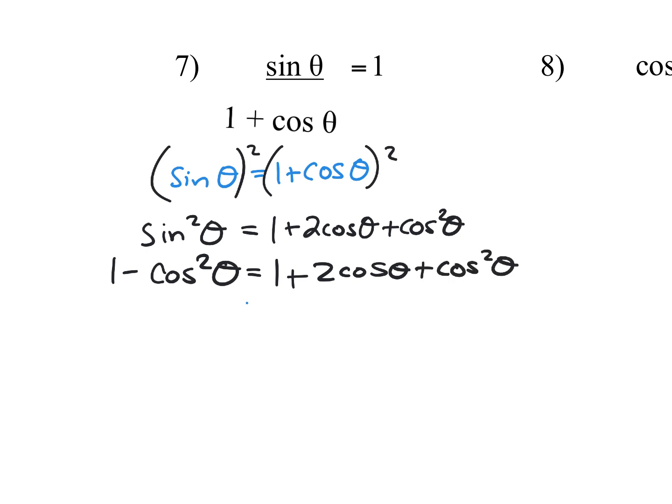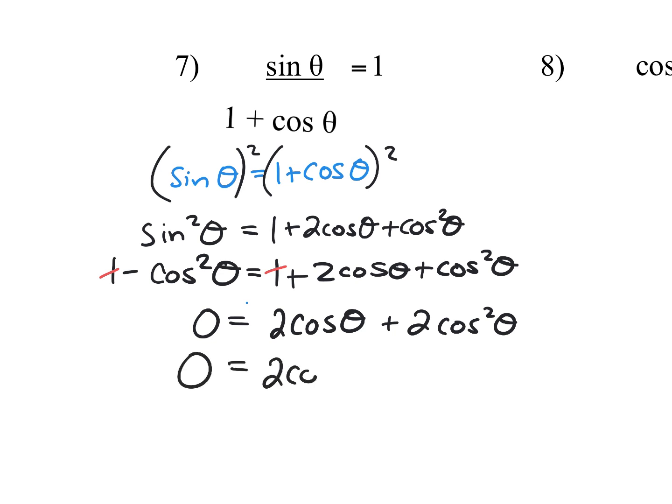And then from here, I want to group things, and I think I'll be able to solve this through factoring. So I'm going to set one side of my equation equal to 0. Oh, excuse me, that doesn't make any sense. If I subtract 1 from both sides, the 1s will cancel here and here. If I add cosine squared to both sides, I will have 2 cosine theta plus 2 cosine squared theta. That's a nice easy factor here. 2 cosine theta comes out, and we're left with 1 plus cosine theta in the parentheses.